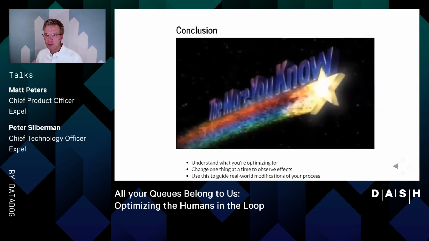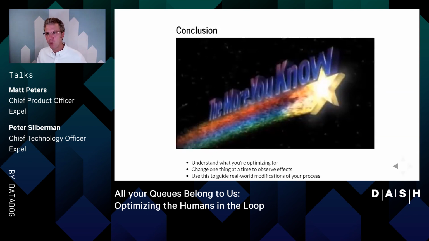So overall, in conclusion, the main thing we want to leave with is, one, as you're optimizing a system, try to understand what you're optimizing for. Are you optimizing for latency and wait time? Are you optimizing for throughput? Are you optimizing for cost? What are the parameters? What are the things in that constellation?